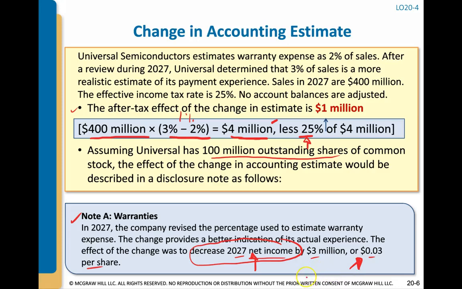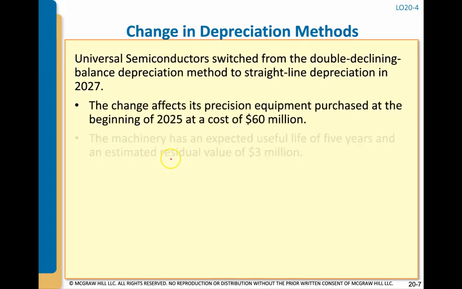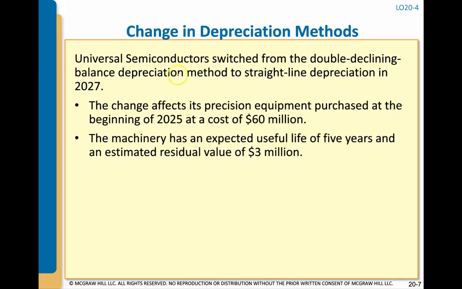Let's take an example of a change in depreciation method. Universal Semiconductor switched from the double declining balance depreciation method to the straight line depreciation method. So remember, even though this is a change in accounting principle, we treat it as a change in estimate. The change affects its precision equipment purchased at the beginning of 2025 at a cost of $60 million. The machinery has an expected useful life of 5 years and an estimated residual value of $3 million.